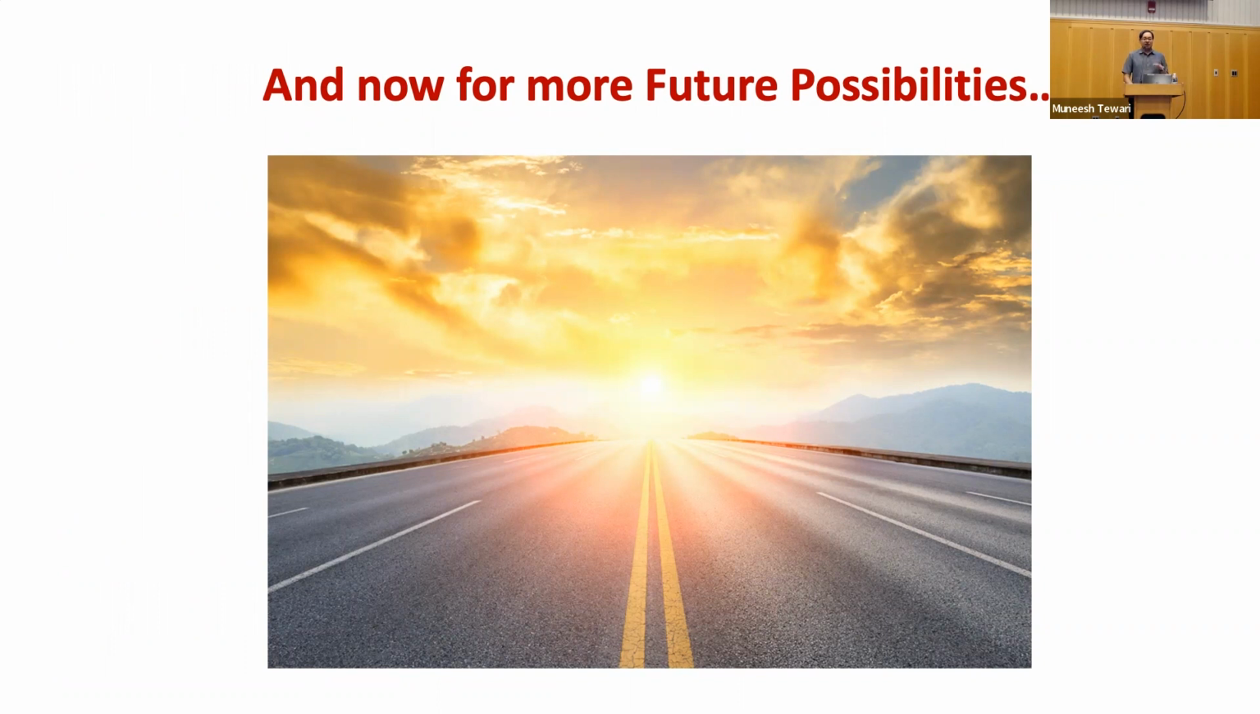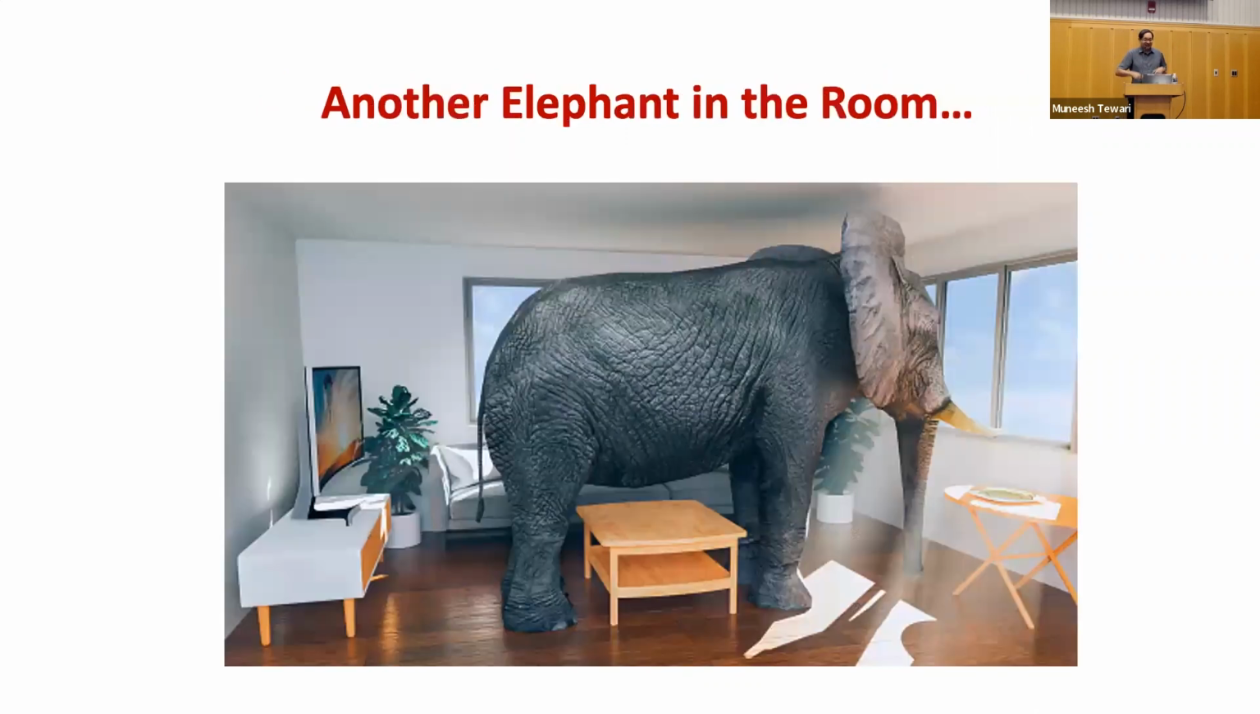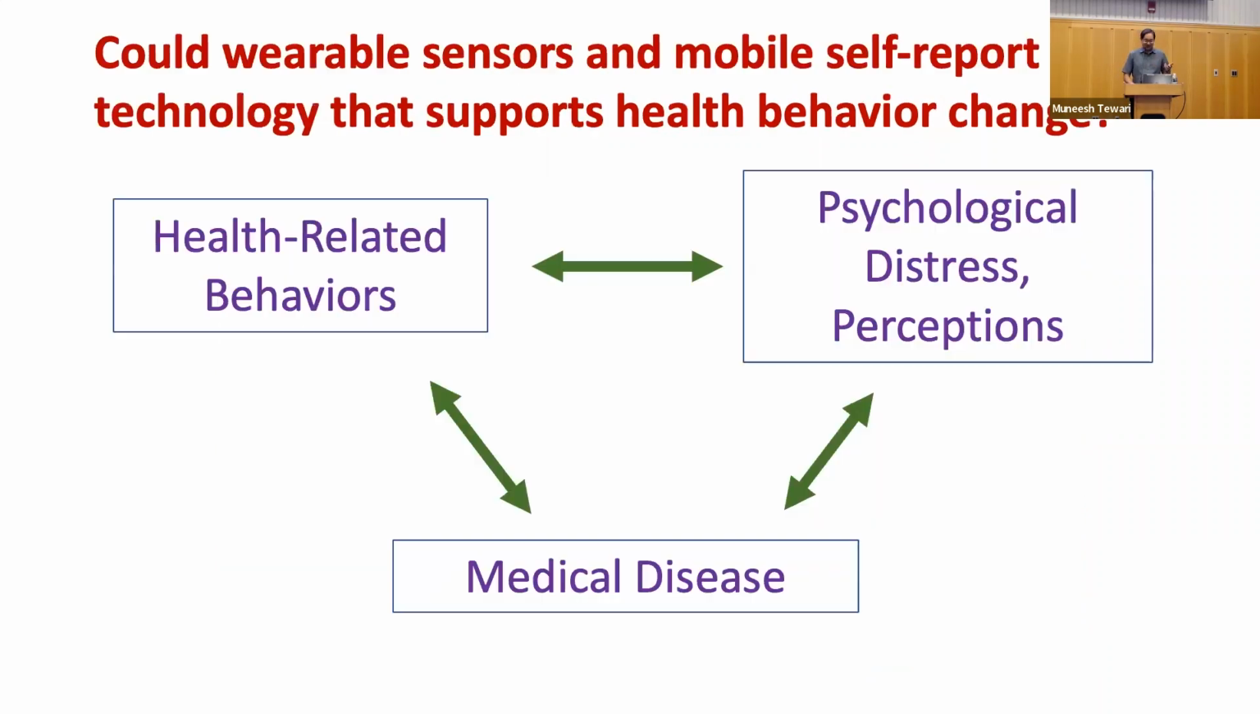But there's also another elephant. I might talk about the elephant in the room first, which is that we have a reactive medical care system instead of proactive. But another elephant in the room, in my view, is that even though a lot of our research on medical illness is focused on the cellular biology, the molecular biology, the physiology, a lot of the disease we're dealing with, especially in the US, is related to health-related behavior. It's related to psychological distress, psychological differences in perception that ultimately affect the physiology.